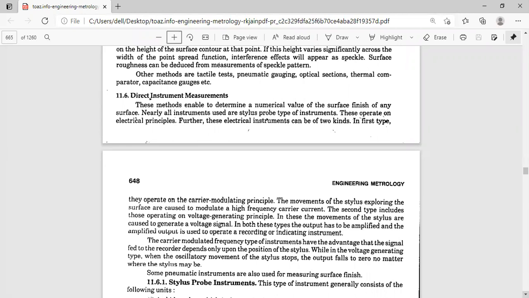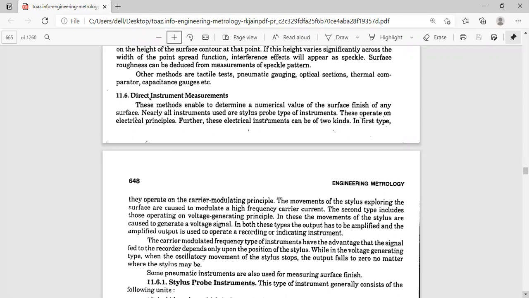In both types, the first type and the second type of instruments, here in the second type the movements of the stylus are caused to generate a voltage signal, because the movements are converted into voltage output.